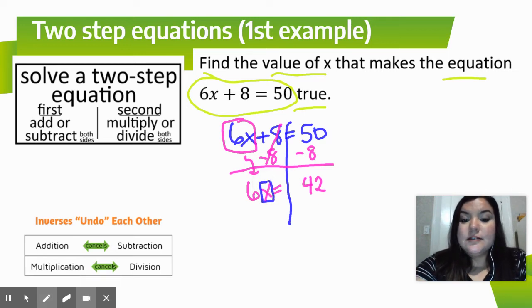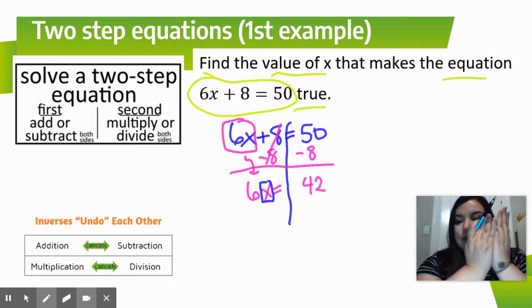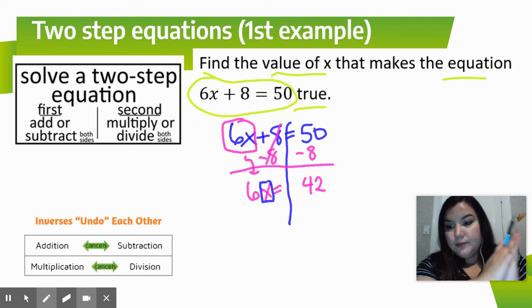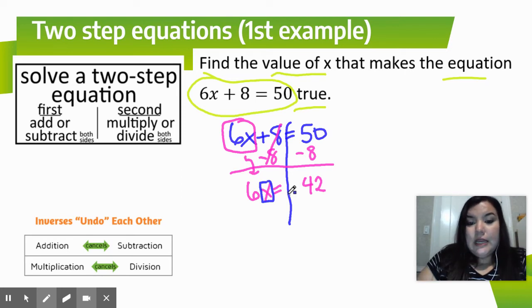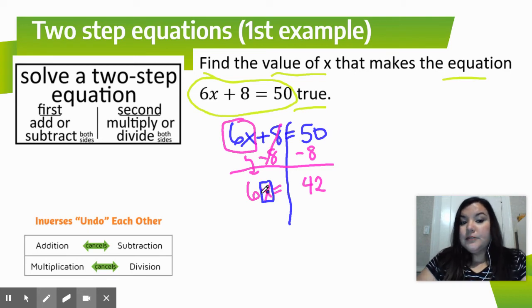Now we want to still get this x by itself. Notice how now the 6 is in the way. When there's a number right next to the x, that means we have multiplication. There is no addition sign, there's no subtraction sign in the middle, and it's not a fraction, so it's not divided. So it means multiplication. How do we undo the multiplication? The opposite of multiplication is division. So that means we're going to divide both sides by 6.